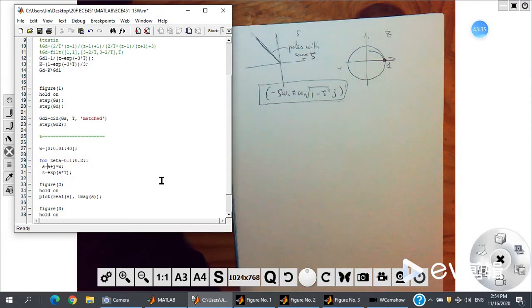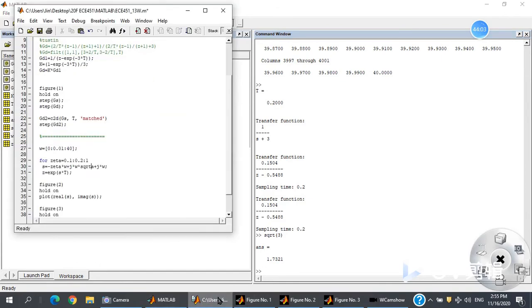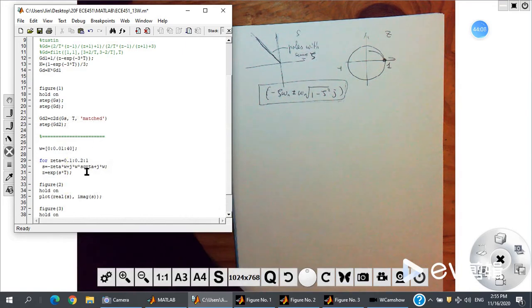Now S is negative zeta times omega plus j times omega times the square root of 1 minus zeta squared. So this is the S, and then we can have Z. Z should be the same thing, just the exponential power of S times T.